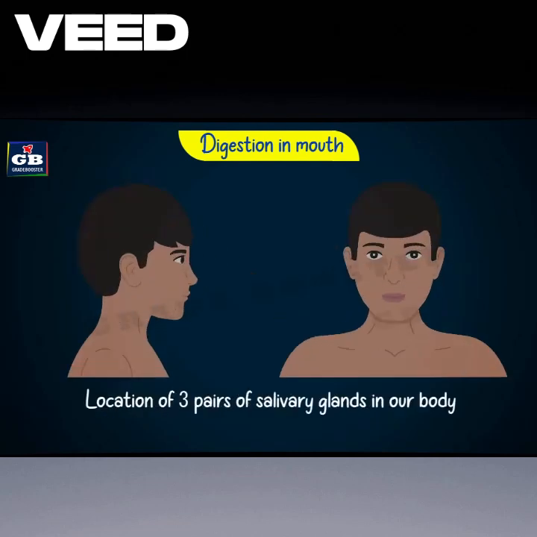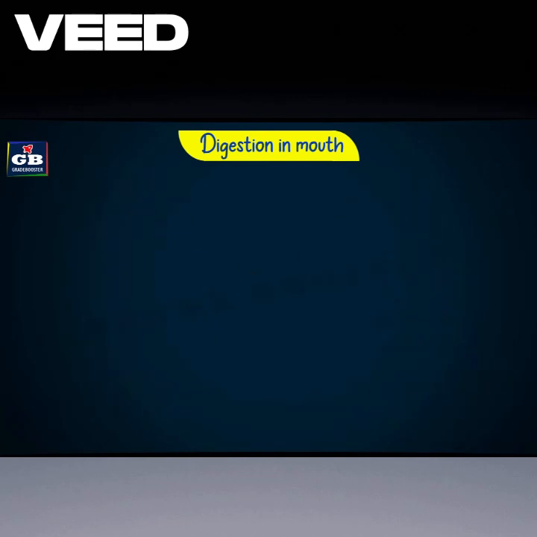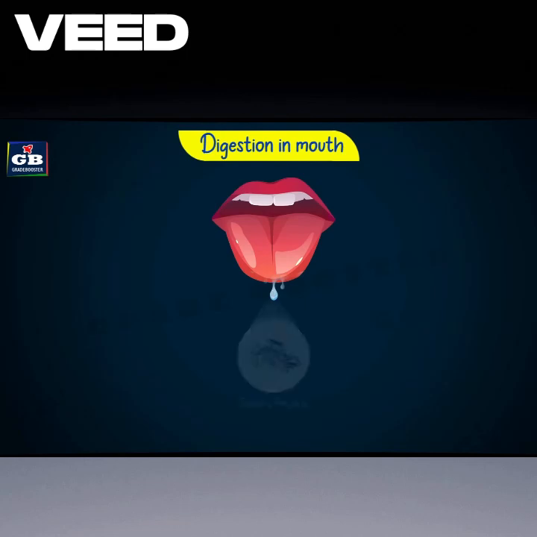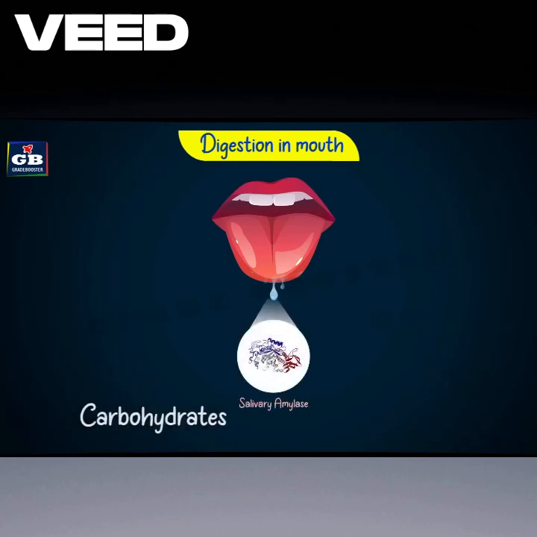Saliva is a liquid secreted by three pairs of salivary glands present in our mouth. Saliva has an enzyme called salivary amylase or ptyalin. It digests carbohydrates like starch into sugars.